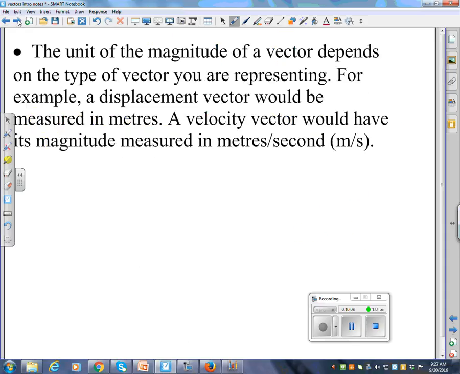Okay? Okay, now, I quite often get the question, what's the unit for a vector? There is none. Vectors are categories. The unit of the magnitude of a vector depends on the type of vector you're representing. For example, a displacement vector would be measured in meters, velocity vector would be measured in meters per second, acceleration would be measured in meters per second squared, force would be in newtons, and so on. There is no unit for vectors. Vectors are a category of quantities. Does that make sense?